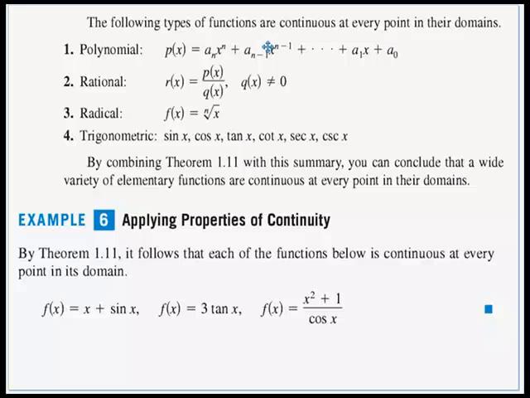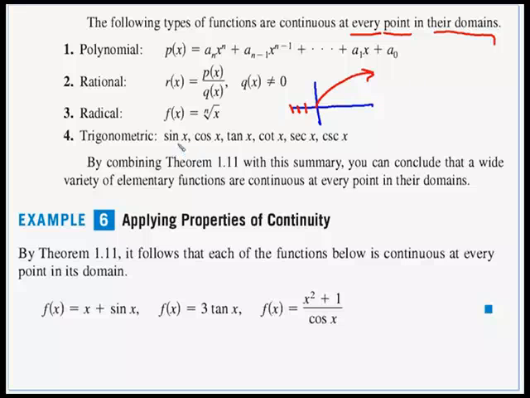So the following types of functions are continuous at every point in their domain. Any polynomial, continuous everywhere. A rational function with a non-zero denominator, continuous everywhere. Radical functions. Now remember, the key here is it says at every point in their domains. If we look at a simple square root function, here's our xy axis. Our square root function is going to look something like this. And sure, our function is not defined over here for negative x values. We can't take square roots of negatives with a real answer. But this function is continuous at every point in its domain, from 0 to the plus side.